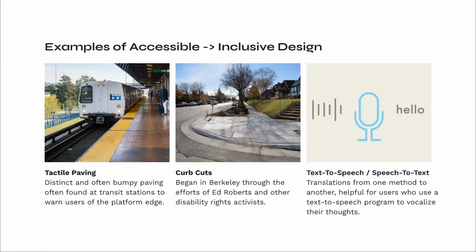All right, so some examples of accessible to inclusive design is tactile paving, so distinct and often bumpy paving, often found at transit stations to warn users of the platform edge. So that's going to be the yellow section on the BART platforms when you get close to the train. The second one is going to be curb cuts. So this actually began in Berkeley through the efforts of Ed Roberts and other disability rights activists. And the third one is going to be text to speech and speech to text. So translation from one method to another, which is going to be helpful for users who use a speech or text to speech program to vocalize their thoughts.